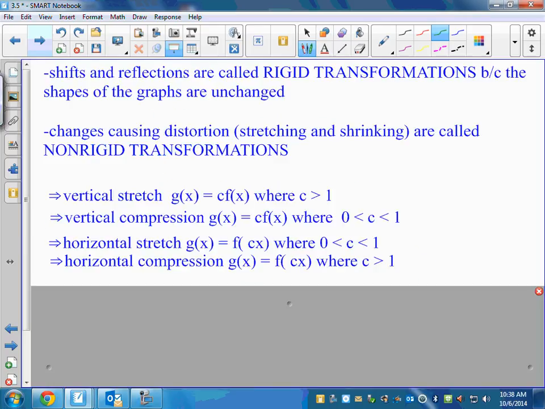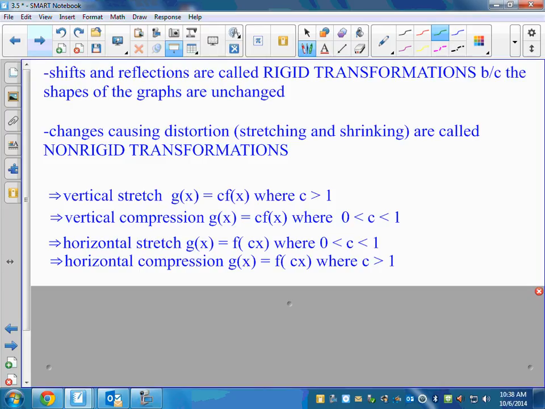The other type of transformation, which is not a huge part of this unit test, so I'm not really stressing that you memorize all these rules, but you do need to know that flipping it over the x or y axis, or moving it left, right, up, or down, does not change the shape. It's kind of like just sliding it around or flipping it over. We call those rigid transformations because it doesn't change the shape.